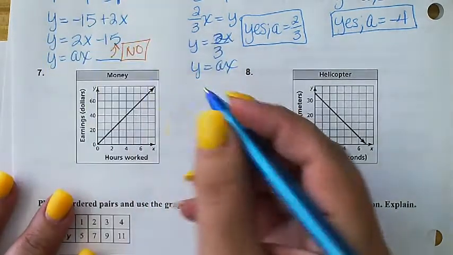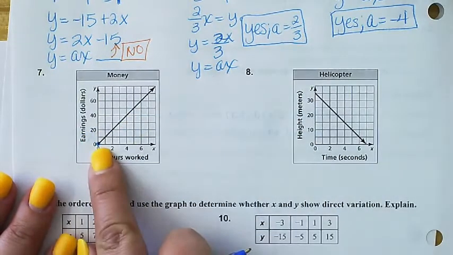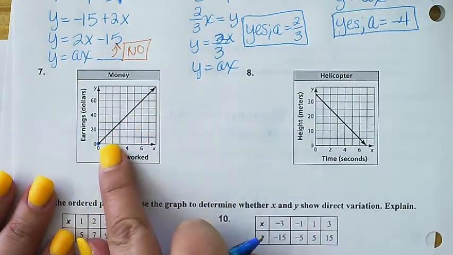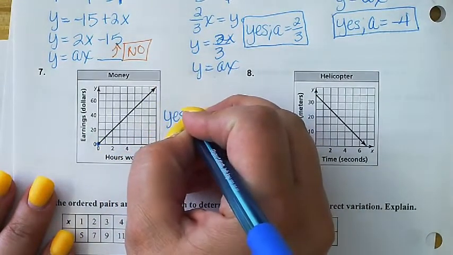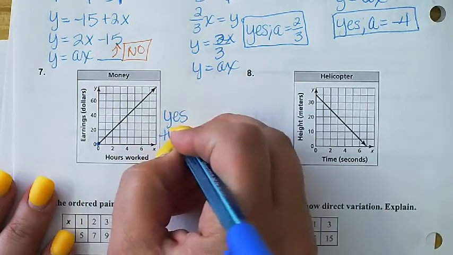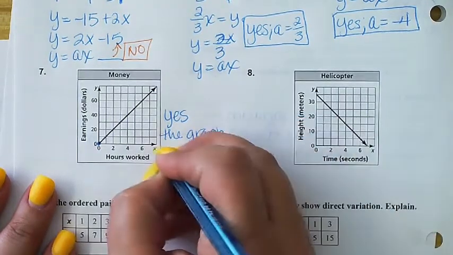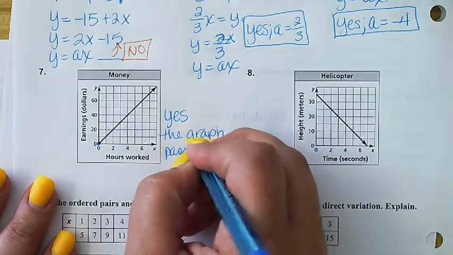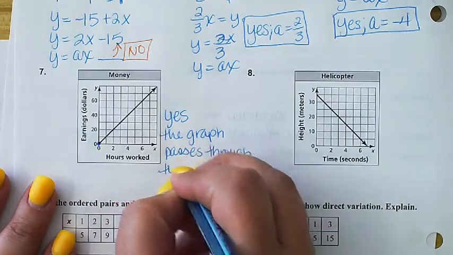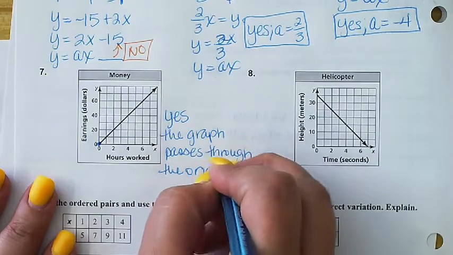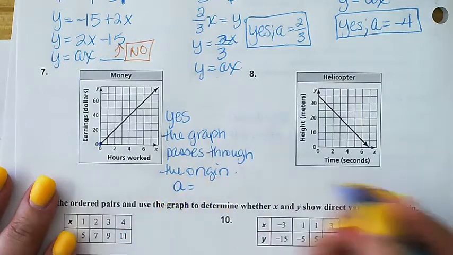So let's take a look at number 7. I'm going to look at my line that I've graphed here. Here's 0, 0. Does my line pass through that point? Yes, it does, right? So here the answer for this number 7 is yes, because the graph passes through the origin.